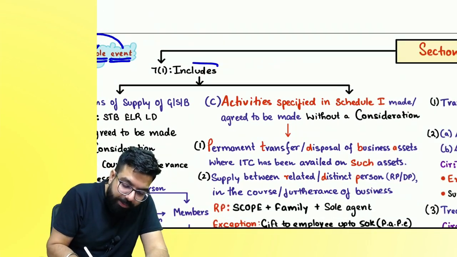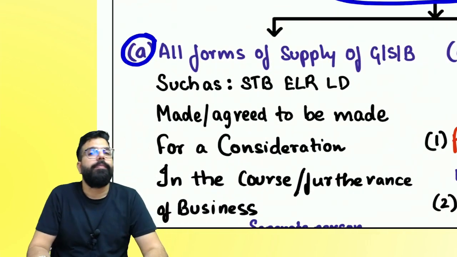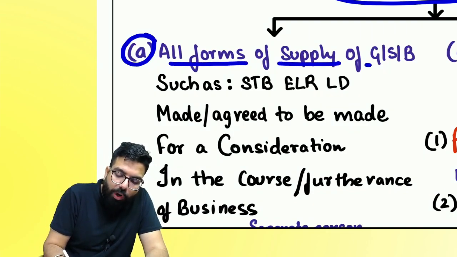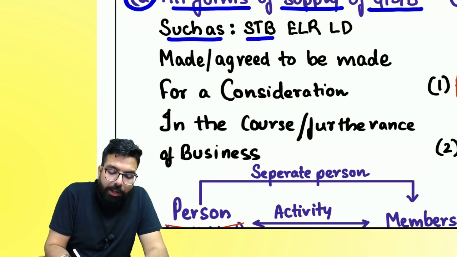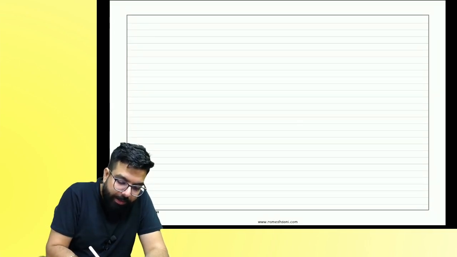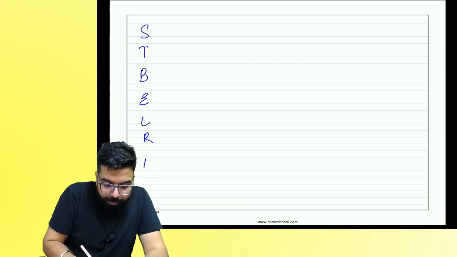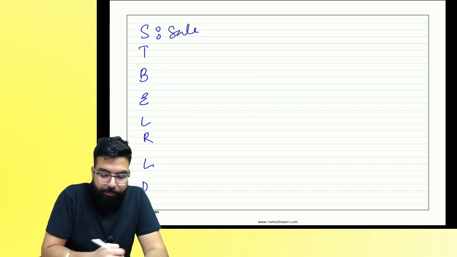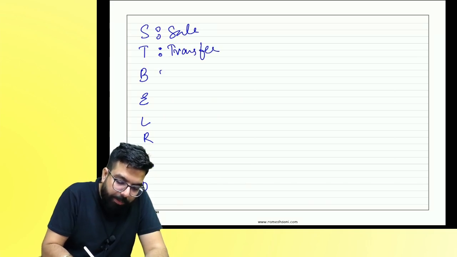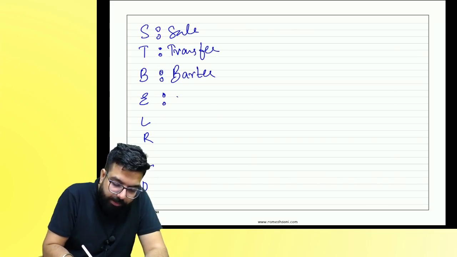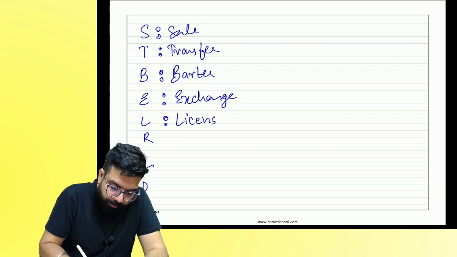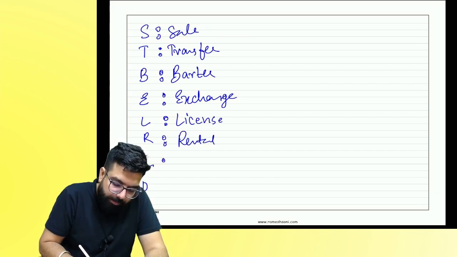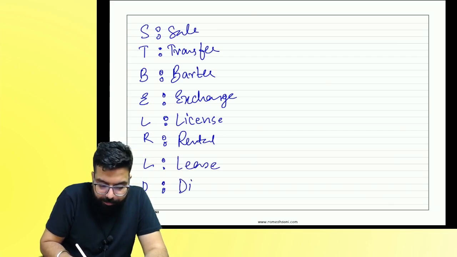Now section number 7.1A says all forms of supply of goods, services, or both. Both means goods and service, such as STB, ELR, LD. I will write over here. STB, ELR, LD. S means sale, such as sale. T means transfer. B means barter. E means exchange. L means license. R means rental. L means lease. And D means disposal.